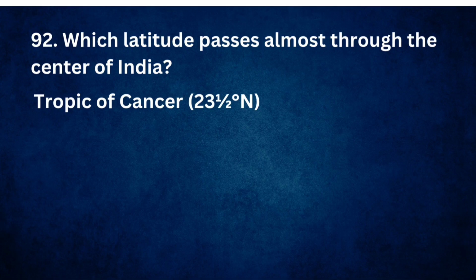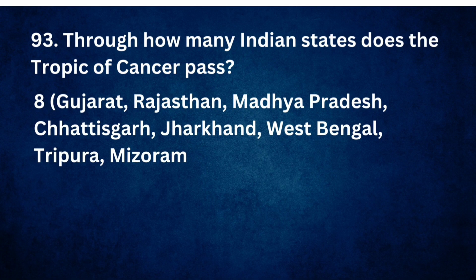Which latitude passes almost through the center of India? Tropic of Cancer, 23.5 degrees north. So how many Indian states does the Tropic of Cancer pass? 8. Gujarat, Rajasthan, Madhya Pradesh, Chhattisgarh, Jharkhand, West Bengal, Tripura, Mizoram.